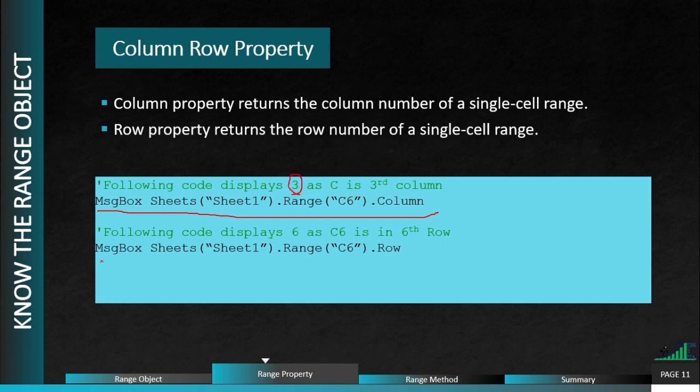Same thing with the row: range C6 row, this is very easy, 6 means the 6th row. There is no ambiguity. So this column and row, we use to identify the row and column.